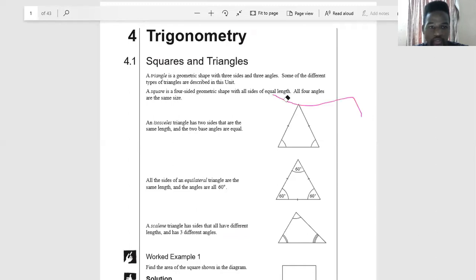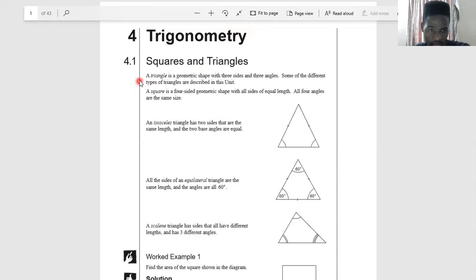We will start with doing squares and triangles, because trigonometry is mainly on triangles. So it's mainly triangles, but before that, I'd like to do squares as well. You'll see why, and surely you'll understand. So guys, without wasting any time, let me explain.